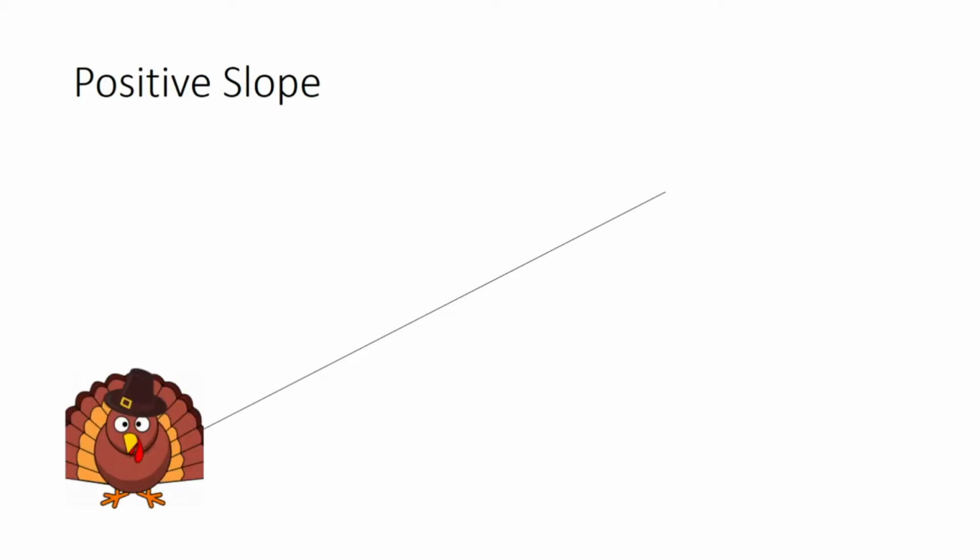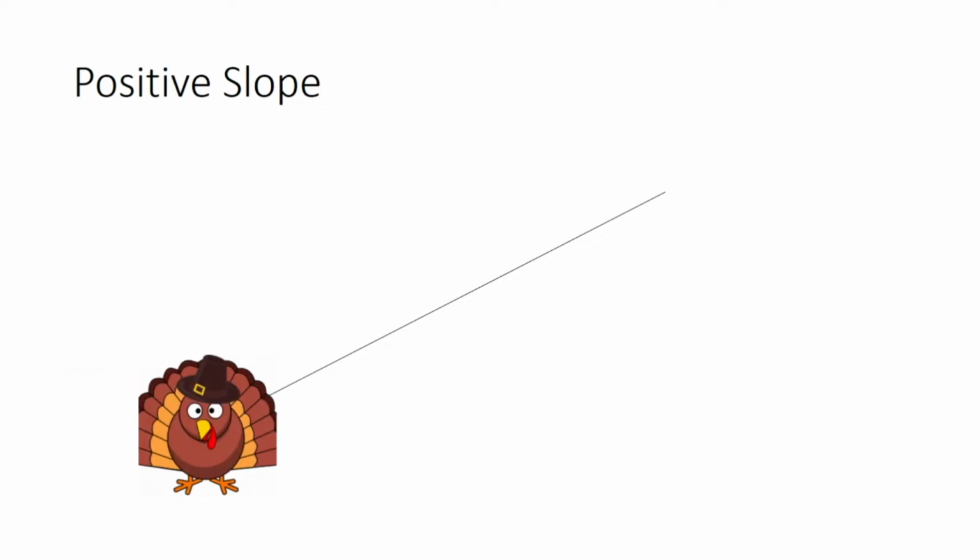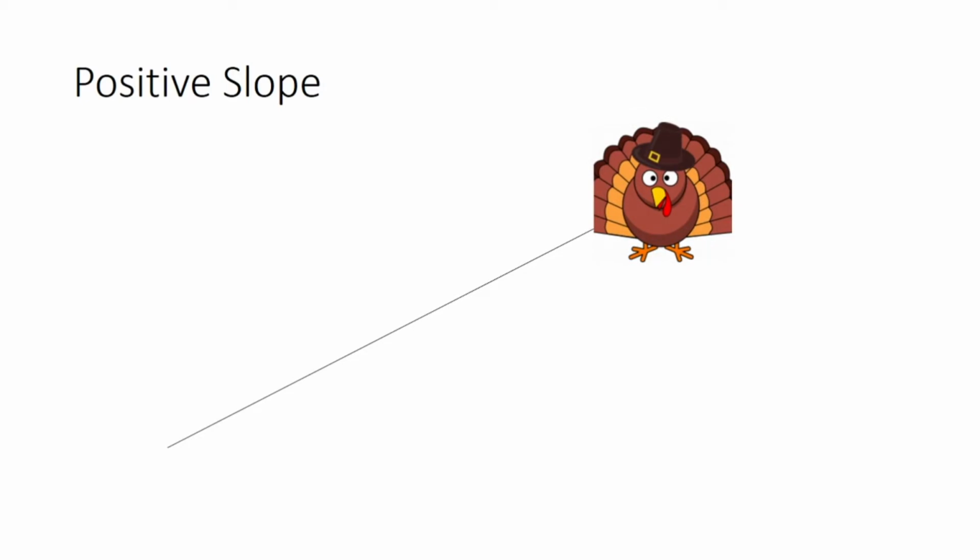So, whenever you're deciding whether it's positive, negative, zero, undefined, you always want to start on the left part of the graph. So let's say you have a turkey on the left side of the graph. How does a turkey move from left to right? Well, clearly the turkey has to go up. And so we say that the slope is positive.